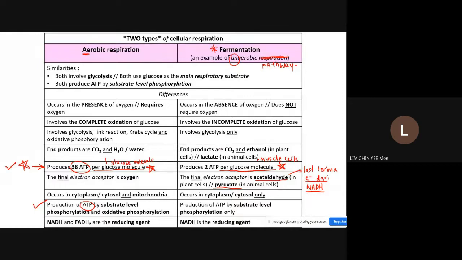So make sure you read the questions. If it is only general, differences between aerobic and fermentation, then you can give any differences. But if they already specify, I want it in terms of something, then you have to read what they want. If in this case, in terms of ATP, then these are the ATP points. The others cannot. Okay? Understand? Yes, Miss. Right.